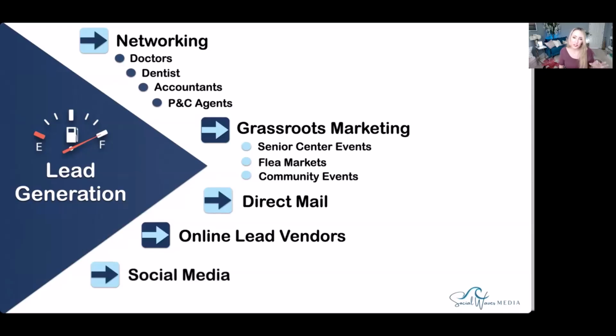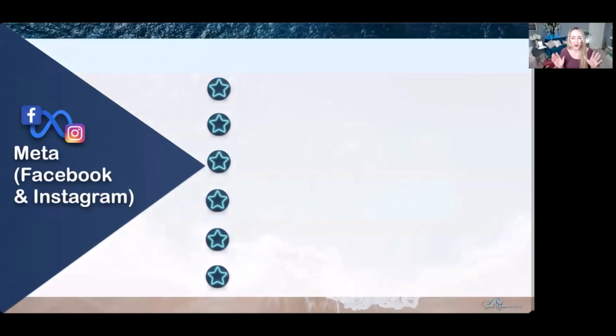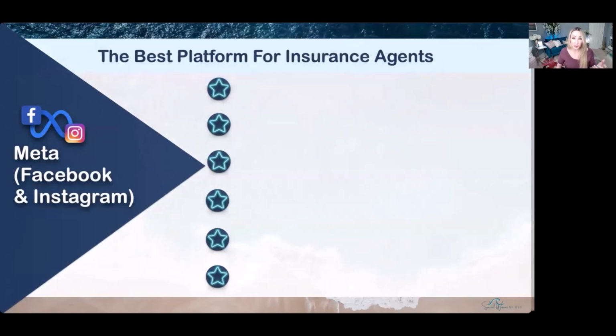And out of all of the different social media platforms out there, there is one that I believe is the best for insurance agents to be active on, and that is Meta, aka Facebook and Instagram. Now, in case you weren't aware, a few years ago, Facebook and Instagram merged into one company and they rebranded themselves as Meta. And there are six really big reasons why I believe that whether you're going to run ads or not, Meta is the best platform for you to be active on.